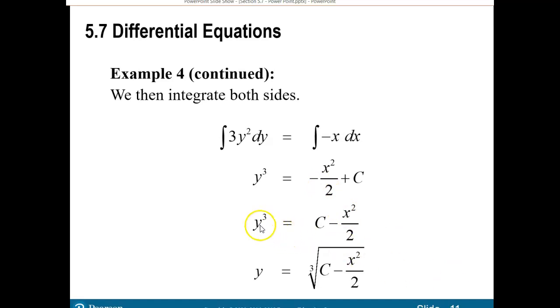Okay, and then we're trying to solve for y, remember, so to get y by itself, we have to cube root both sides, so the cube root on the right. So that's a general solution.